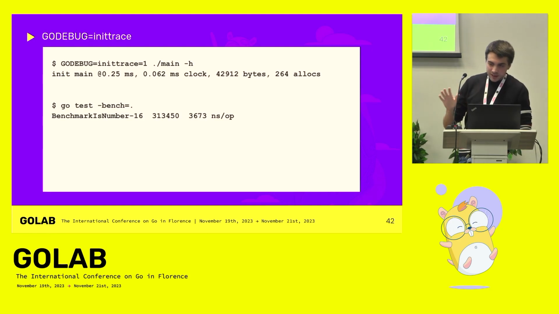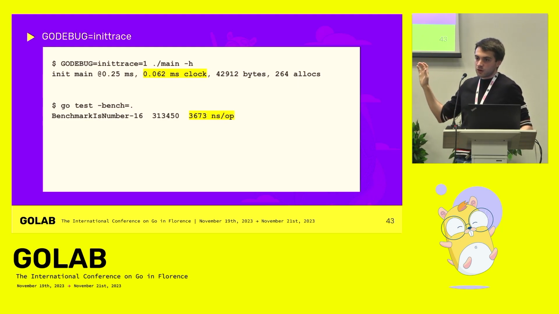So, but it is sort of similar. So here's two examples. One example is, again, initTrace with our main program, only showing the main line for the sake of space. And then we've got some Go benchmark like before. The wall clock time is kind of similar to the nanoseconds per operation that a Go benchmark gives you, keeping in mind that a Go benchmark does many more iterations.